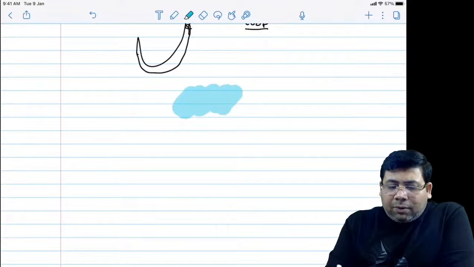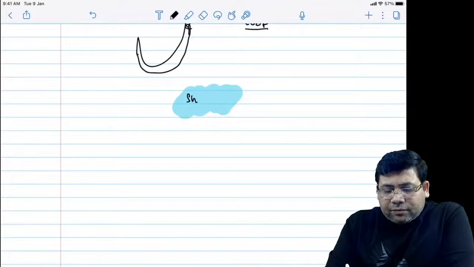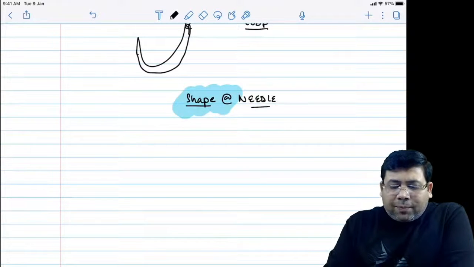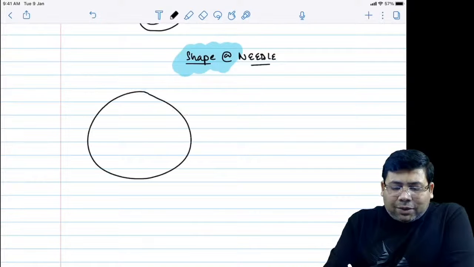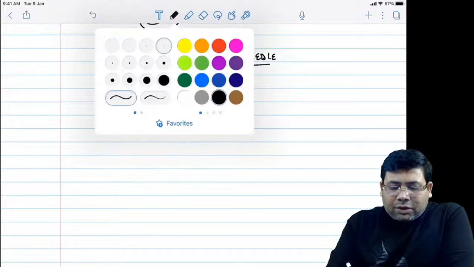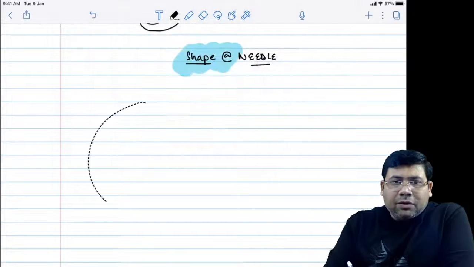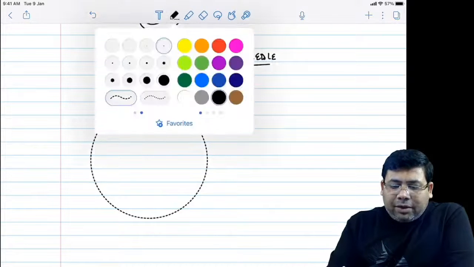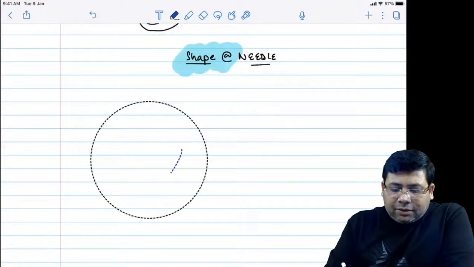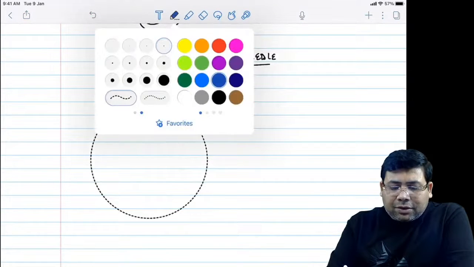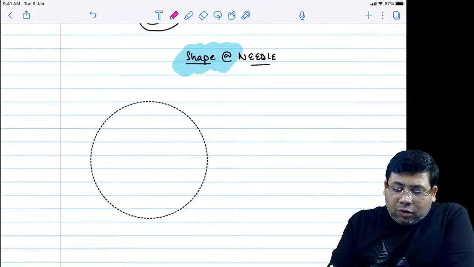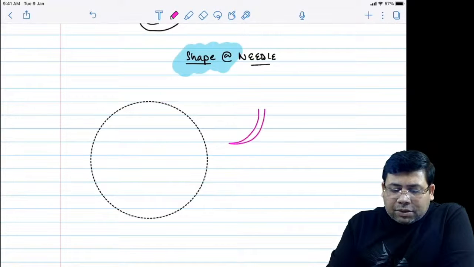So when we are talking about the shape of the needle, this is very, very important. Now the shape of the needle is decided on the basis of the circle. So what type of circle does it make? It can be a half circle, it can be a 1/4 circle, it can be a 2/3 circle, a lot of things.